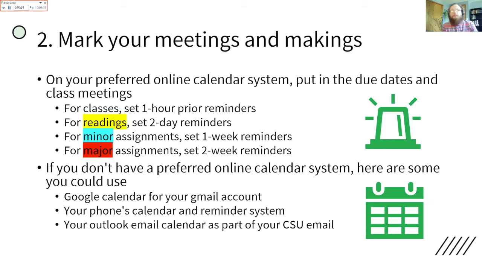If you don't have a preferred online calendar system, here are some you could use below. You could use Google Calendar for your Gmail account. You can use your phone's calendar and reminder system. And because you're a CSU student, you actually get a CSU email that you log into using your CSU ID and password, and that allows you to have access to an Outlook calendar. I use it all the time for my work, and it's awesome for just reminding me of when I have meetings and when I have classes upcoming.